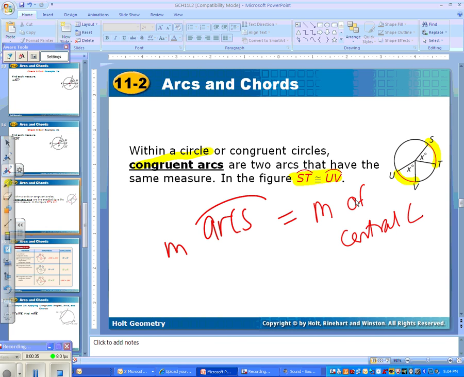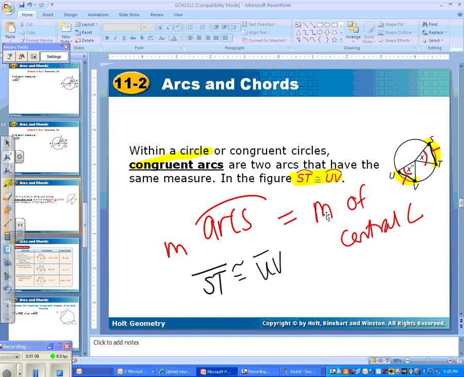So what we're going to see is a relationship between the arcs and the central angles. If these angles are congruent to each other, then that means that these arcs are going to be congruent to each other. And we can talk about that using our tick marks as well. But something else happens too. If I draw a chord from this point to this point, so if I talk about chord ST or line ST, guess what? That's going to be congruent as well to chord or line UV.